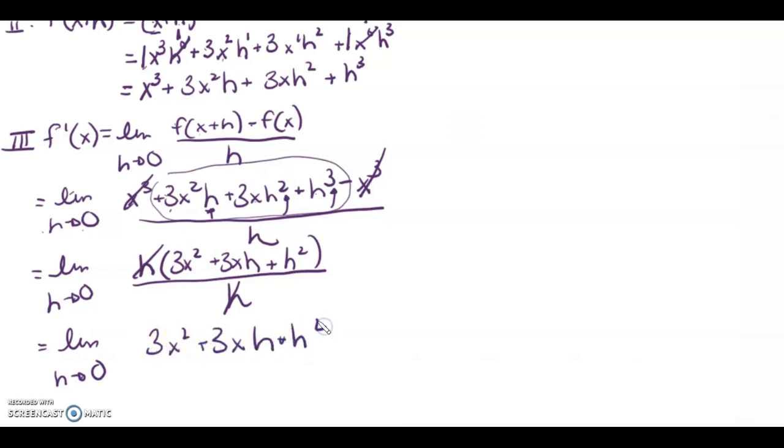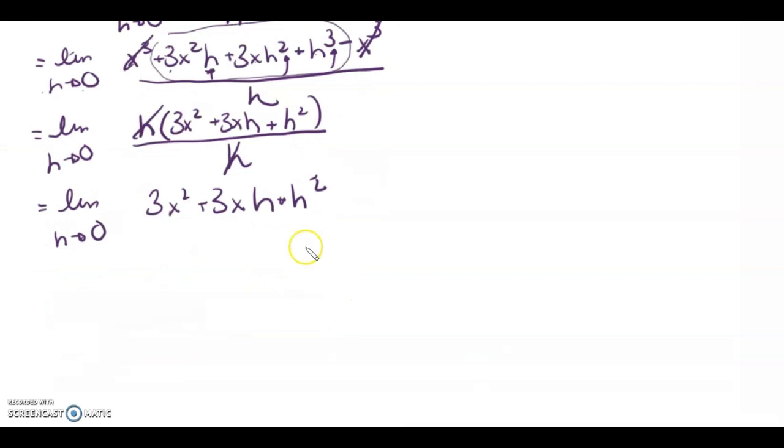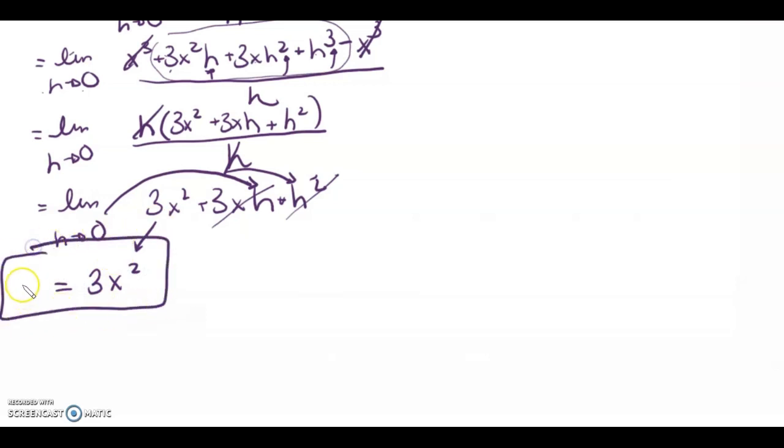plus h squared. So now, if we sub in h equals 0 into this term and this term, these two terms are going to go to 0. Anything times 0 is going to give us 0. So we are left with 3x squared. So the derivative f prime at x equals 3x squared. So the derivative of x cubed is 3x squared.